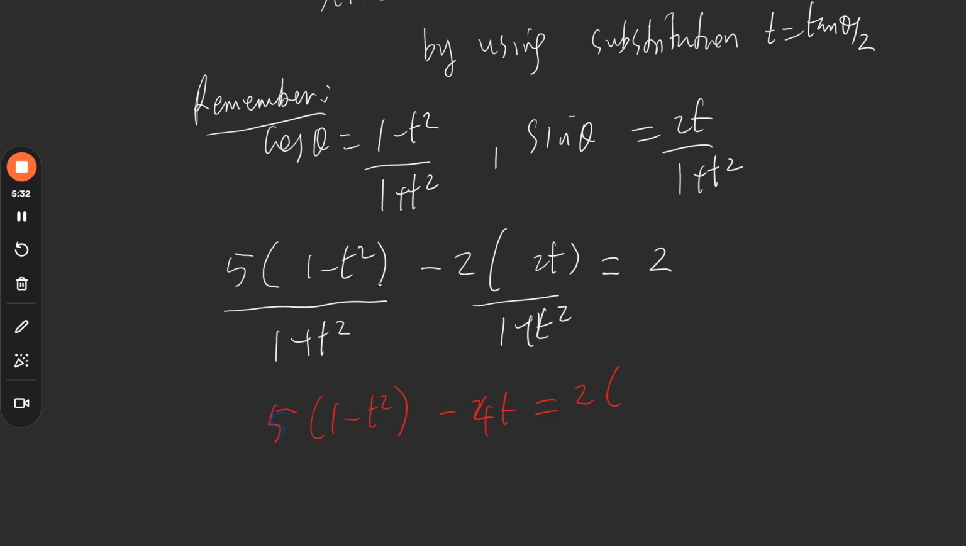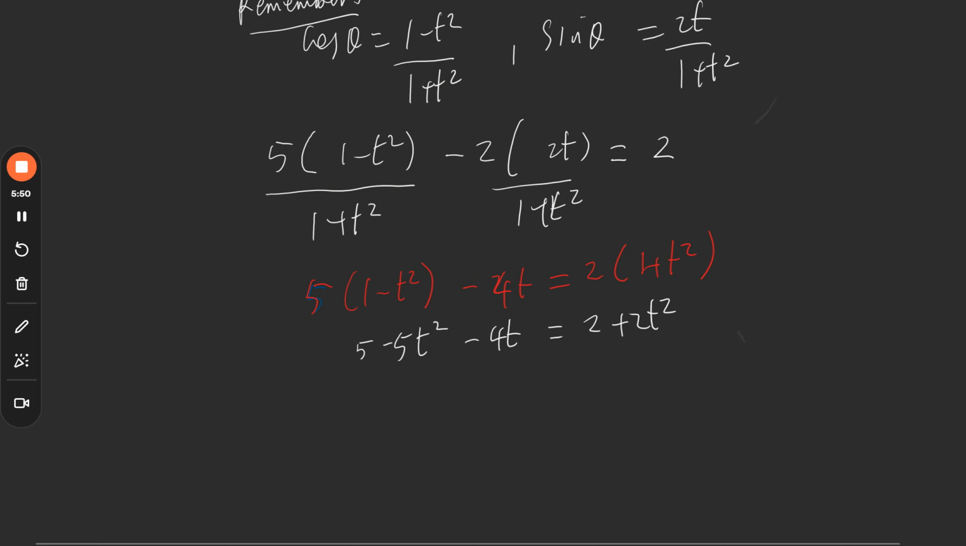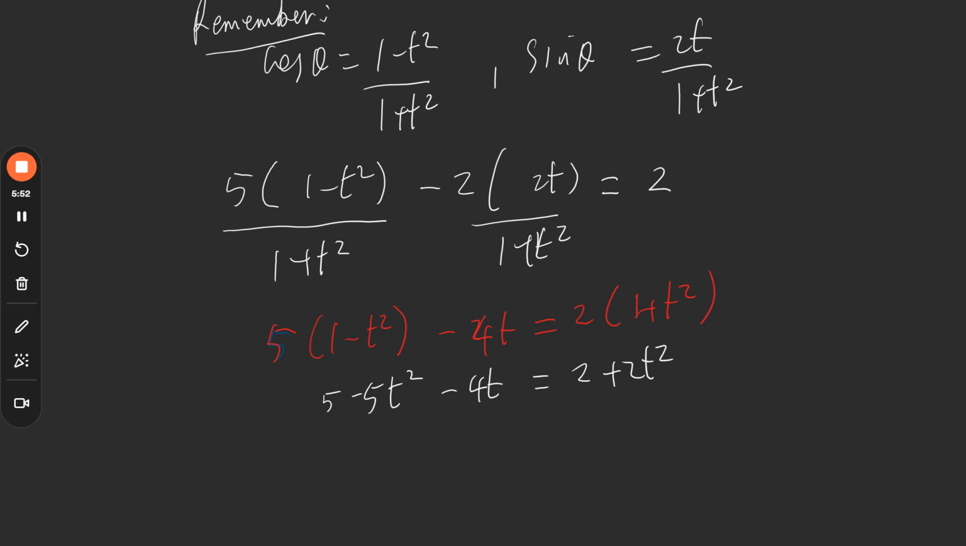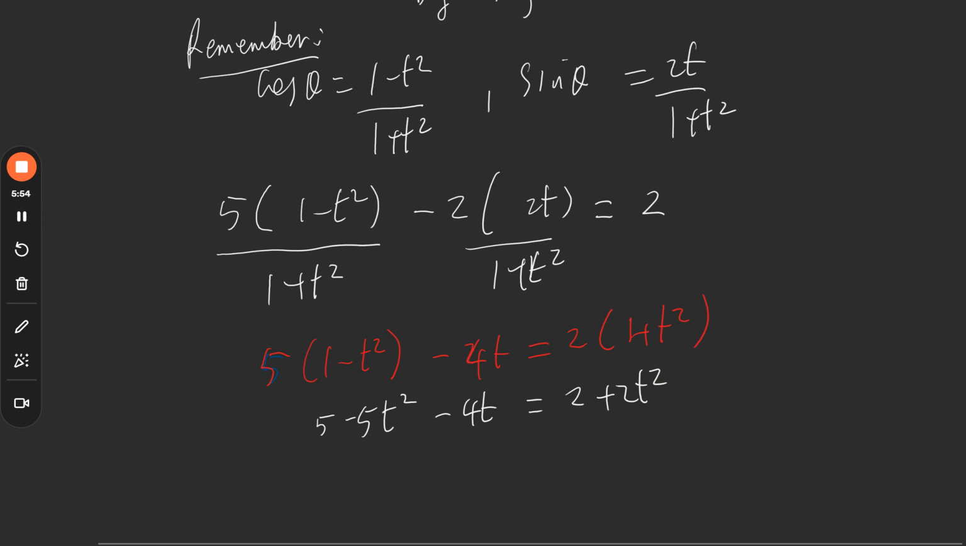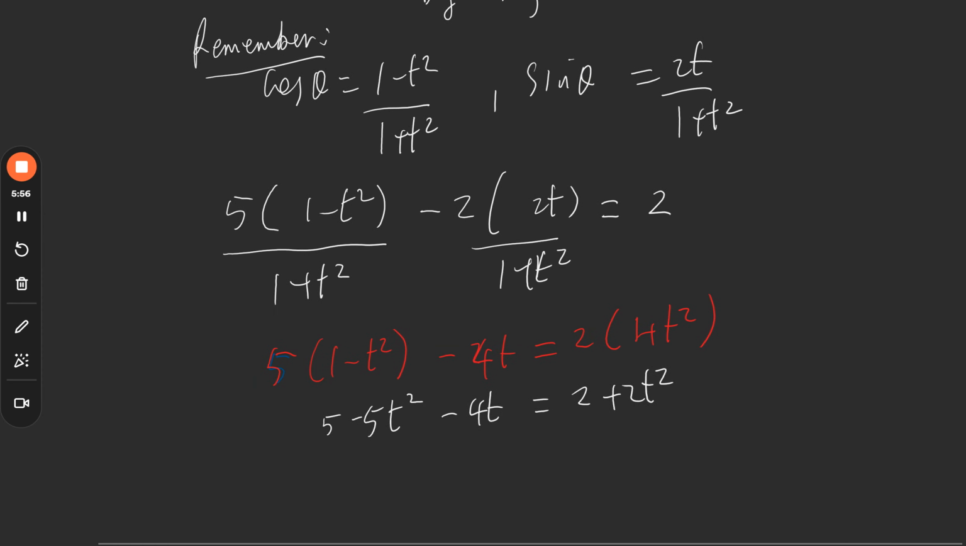You simplify your equation further, and we'll be having 5 minus 5t square minus 4t equals 2 plus 2t square. And at this stage we'll be collecting like terms. So collecting like terms, I'll be having 7t square plus 4t minus 3 equals 0.